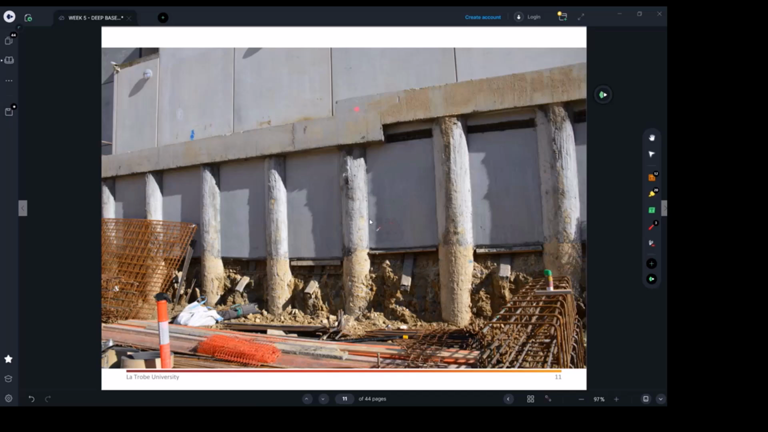For now, what I want you to understand are the three forms. Number one, soldier pile system. Number two, contiguous pile system. Number three, secant pile system. The difference is basically distinguished by the spacing between the piles. When they are about 100 to 200 millimeters away from each other, they are called contiguous.